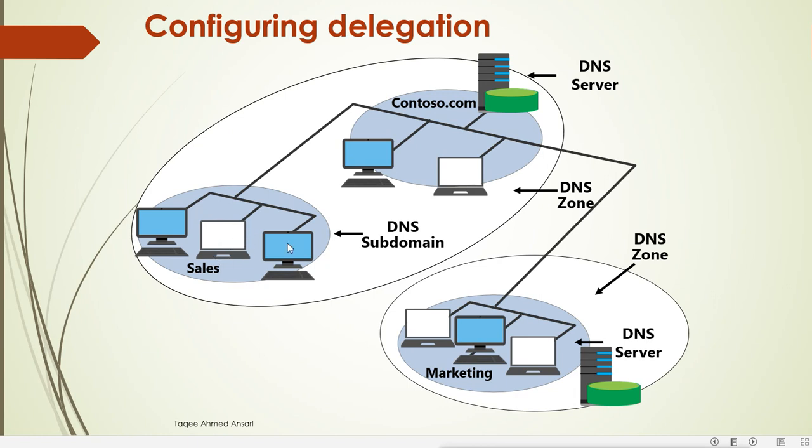But when we create an Active Directory domain with DNS, remember, without DNS we can't create the Active Directory domain, then we don't have to create delegation separately. It will be created automatically when we create the child domain. That means contoso.com is the parent domain, and when we create a child domain, it will automatically get the delegation from the parent DNS domain. So we don't have to create the delegation manually in an Active Directory environment.